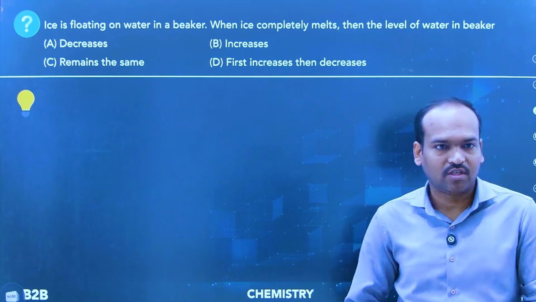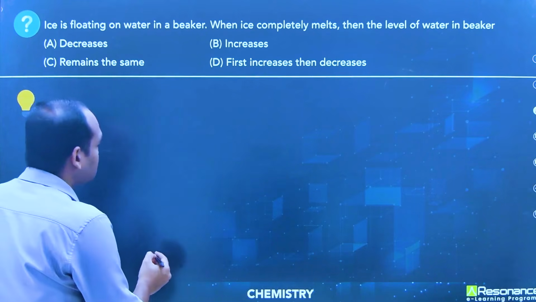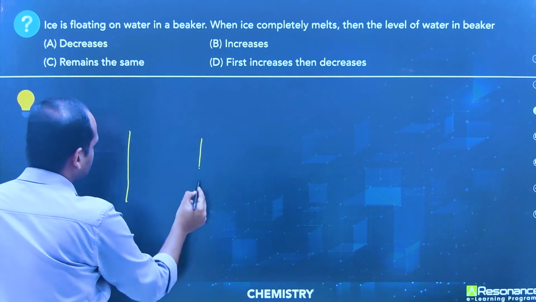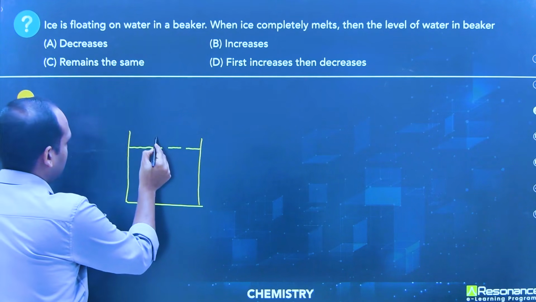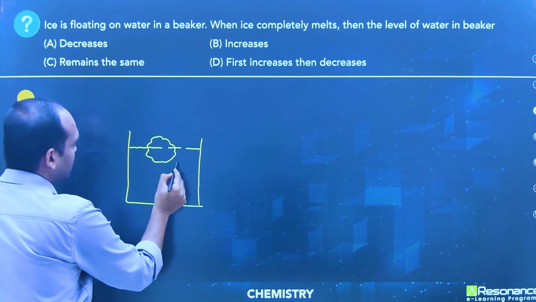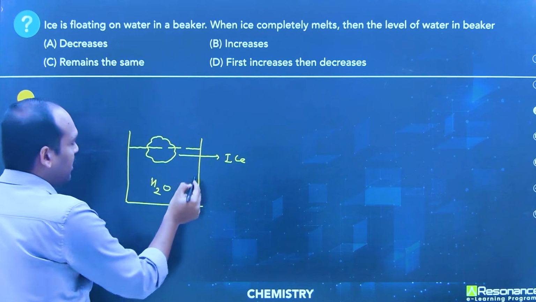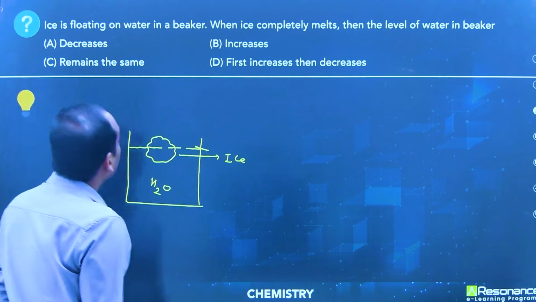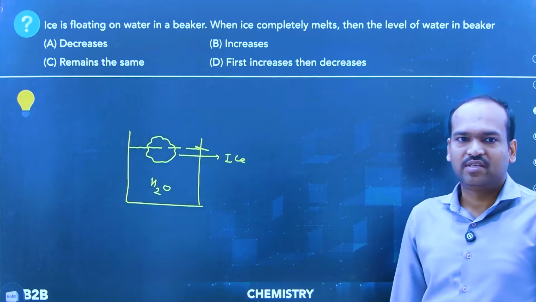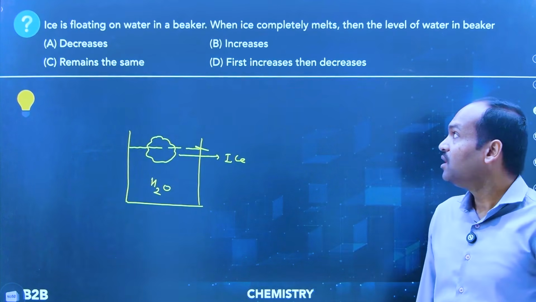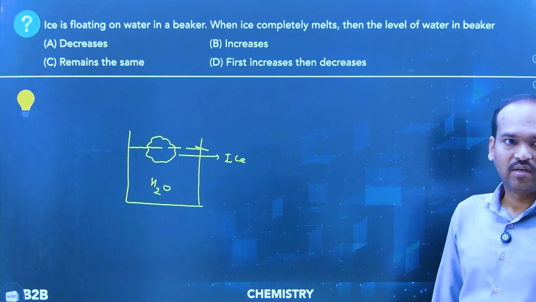Okay, try it, but it's a good question also. Ice is floating on water in a beaker. Suppose we have a beaker, okay? In this beaker, beta, ice is floating. Suppose this ice is floating on water, and this is the level, beta. Now if the ice is melting, then what will happen? If the ice melts, then what will happen? So ice is floating on water in a beaker. When ice completely melts, then the level of water in the beaker decreases.